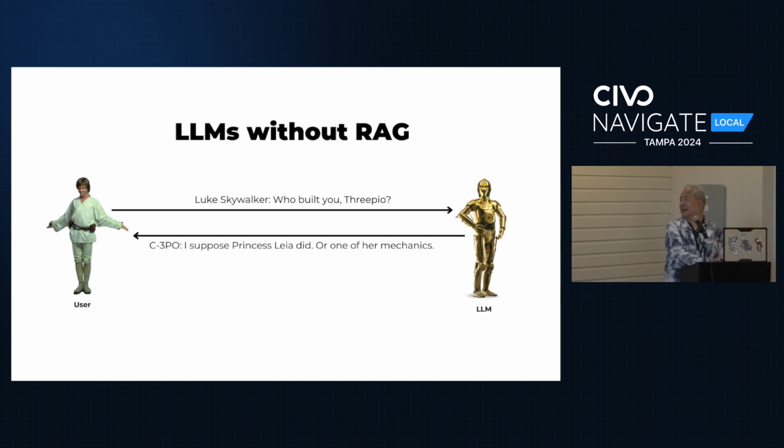Let me just scale things down here a little. Okay. Large language models without retrieval augmented generation are kind of like this. Luke Skywalker asks C-3PO, who is our LLM, who built you? And C-3PO goes, I suppose Princess Leia did, or maybe one of her mechanics. Those of you who have watched Star Wars know that this is categorically not true, but 3PO doesn't know this, so 3PO does what an LLM does, which is hallucinate, make up some kind of thing that sounds very likely, because that's what LLMs do. They are basically autocomplete on steroids.